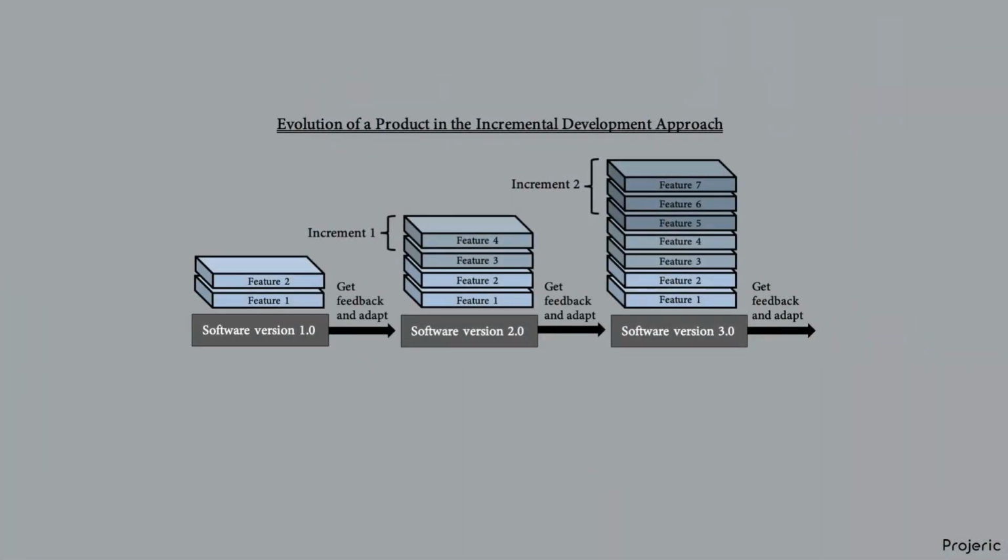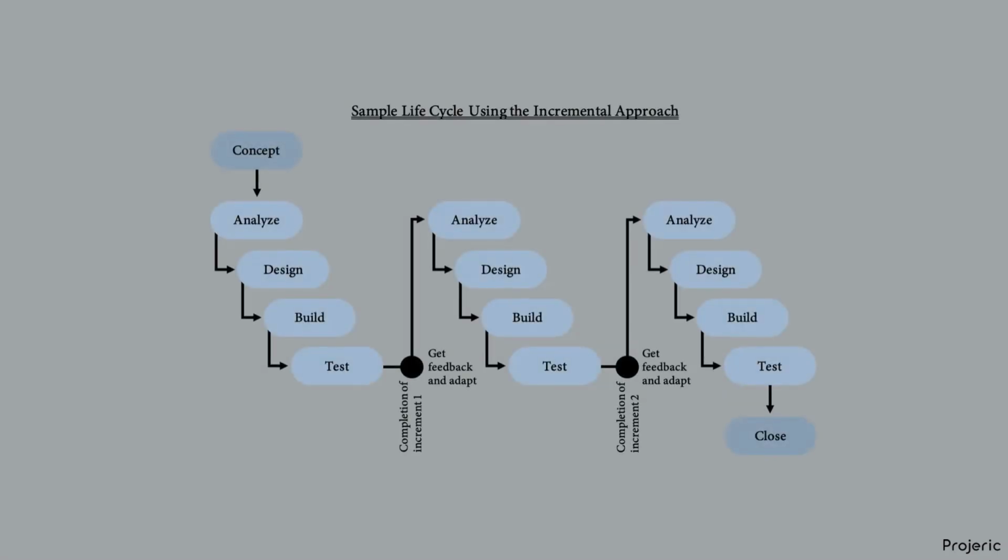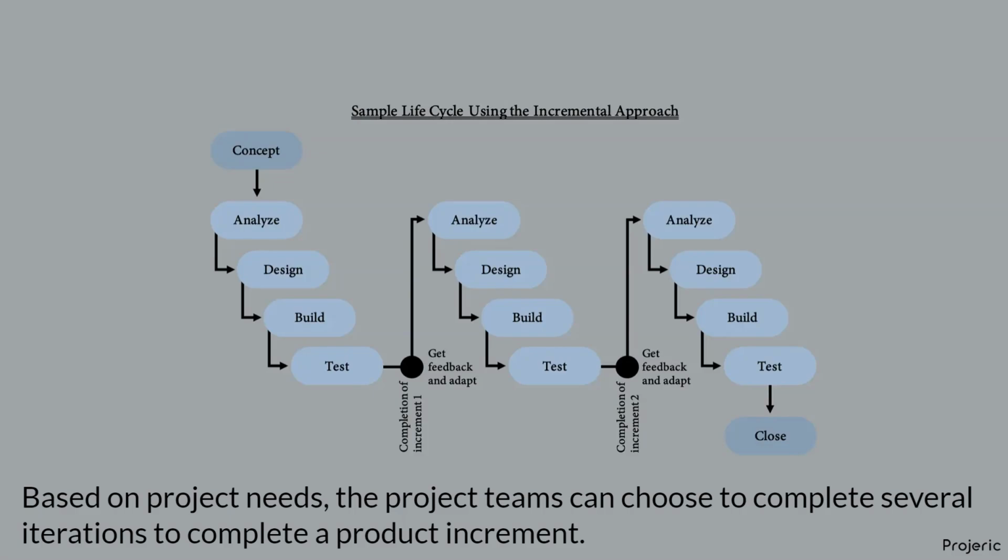If we look at the typical life cycle of a project using the incremental approach, we can see that the same project phases repeat in each increment. Following is a sample project lifecycle using the incremental approach. It is essential to know that incremental and iterative development approaches are complementary to each other. Based on project needs, the project teams can choose to complete several iterations to complete a product increment.